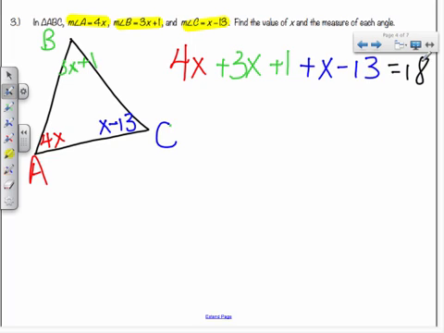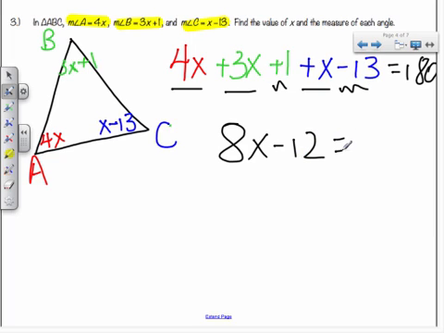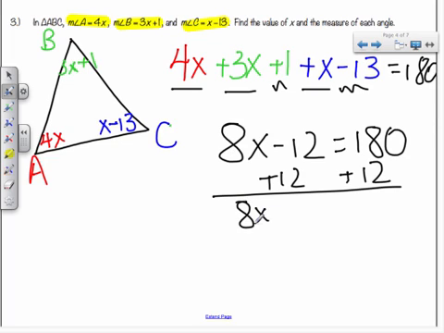So all I have to do is solve my equation by first combining like terms. So I end up getting 4x, 3x, and x, and that gives me 8x when I combine them. And then I end up getting 1 and negative 13, which gives me negative 12 when I combine them, and that's equal to 180. Now I just have to solve the equation by adding 12 to both sides, and I end up getting 8x equals 192. Divide both sides by 8, and my answer is x equals 24.